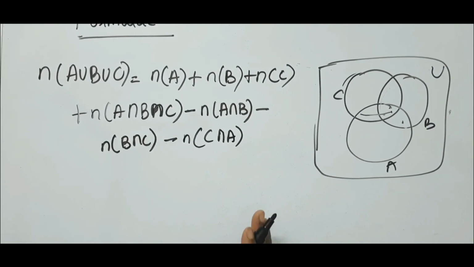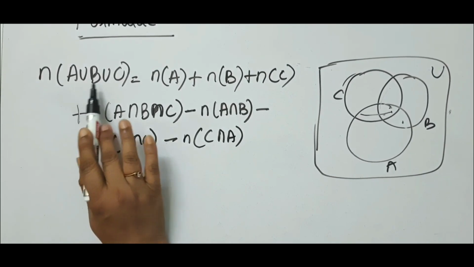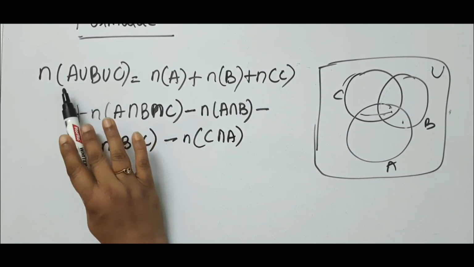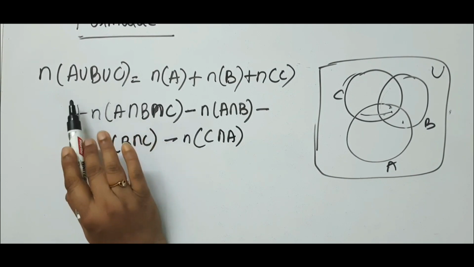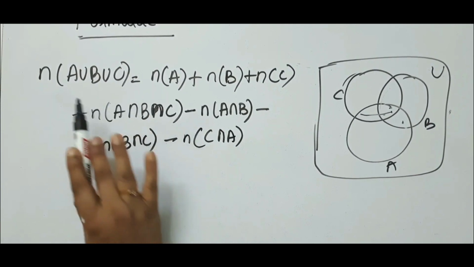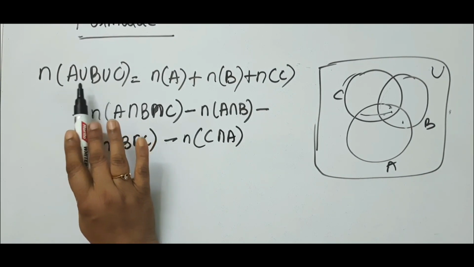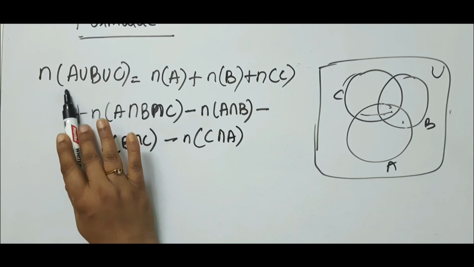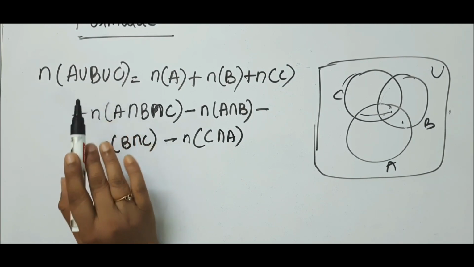So just remember the formula. The number of elements of A union B union C will be the number of elements in set A, number of elements in set B, number of elements in set C, plus the number of elements in A intersection B intersection C, minus the number of elements in A intersection B, number of elements in B intersection C, number of elements in C intersection A. This is the formula.